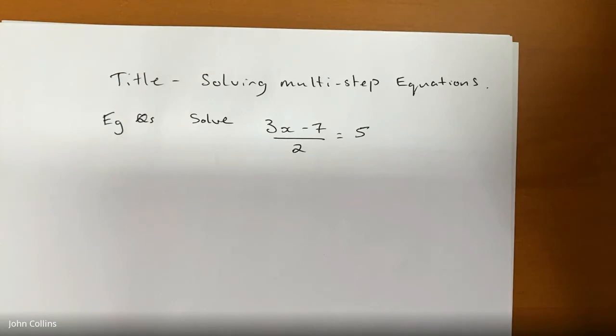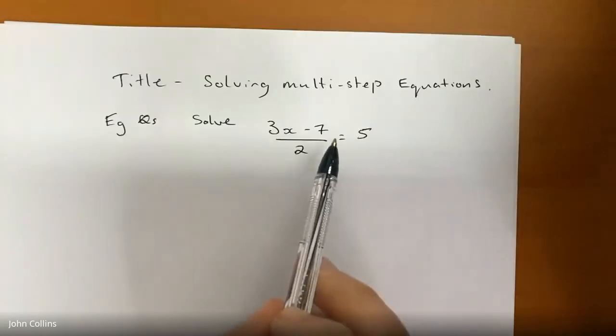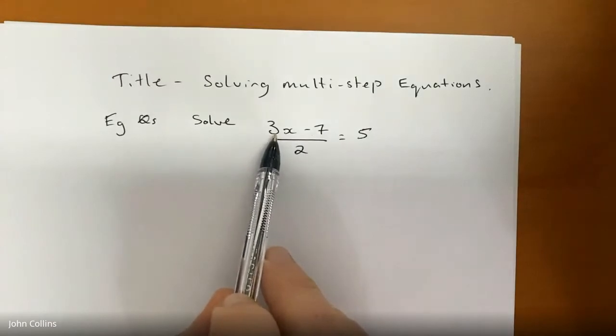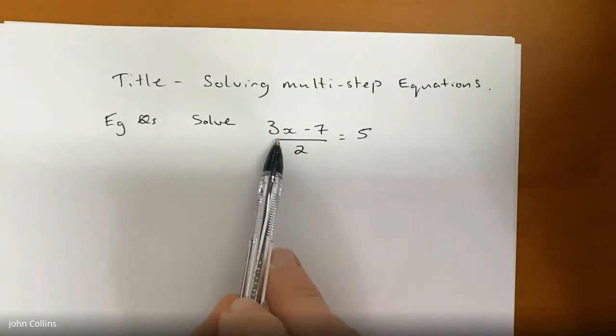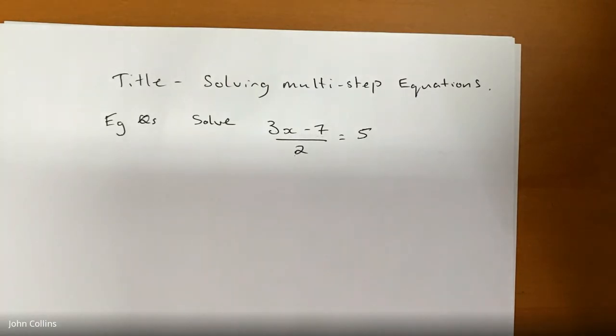So we need to solve for x for this. You can already see that it's beyond 2 steps because we have a -7 here, we have a 3, and we have a 2, and we're going to get rid of all these numbers, 3, 2, and 7. So that's 1, 2, 3 steps required at least.